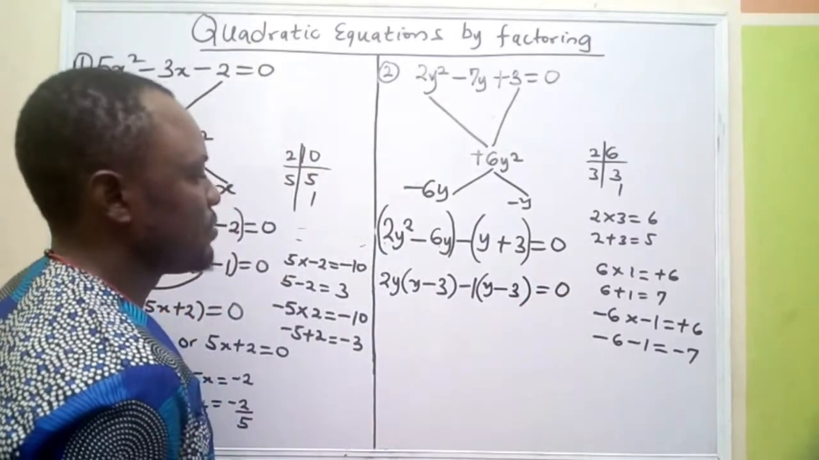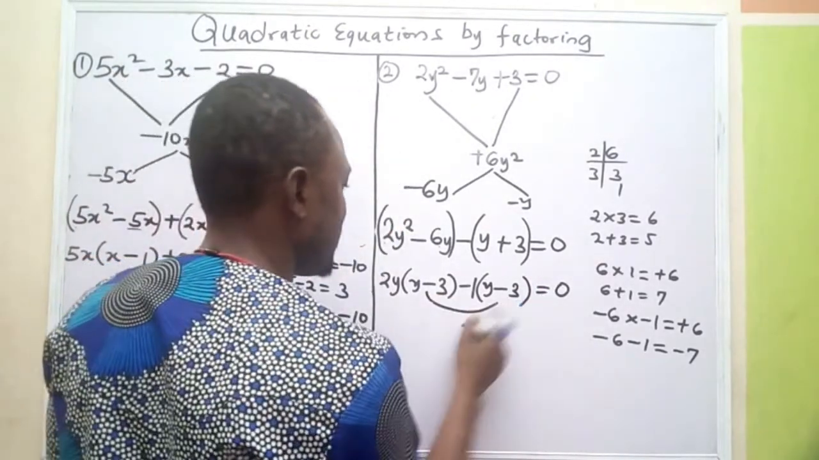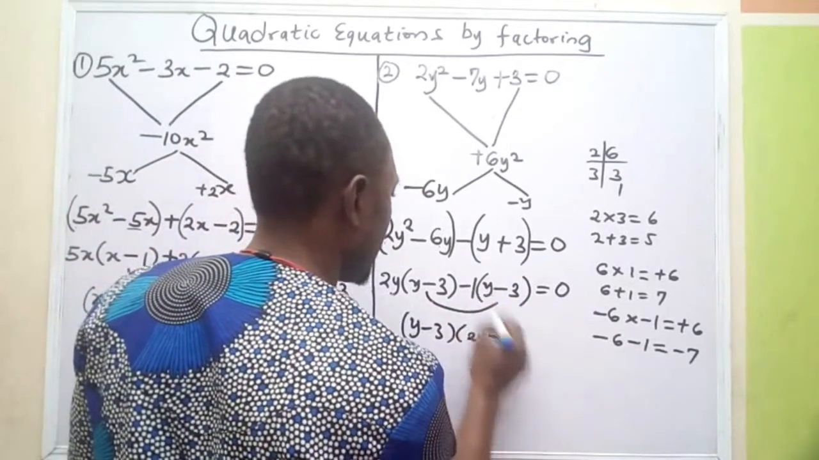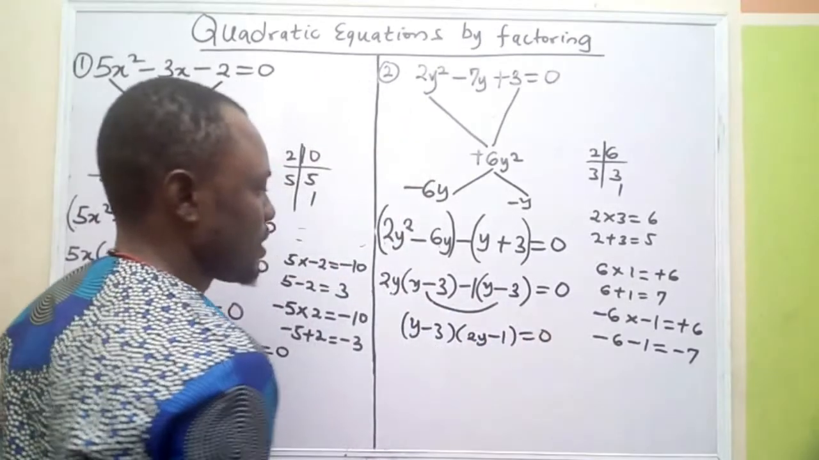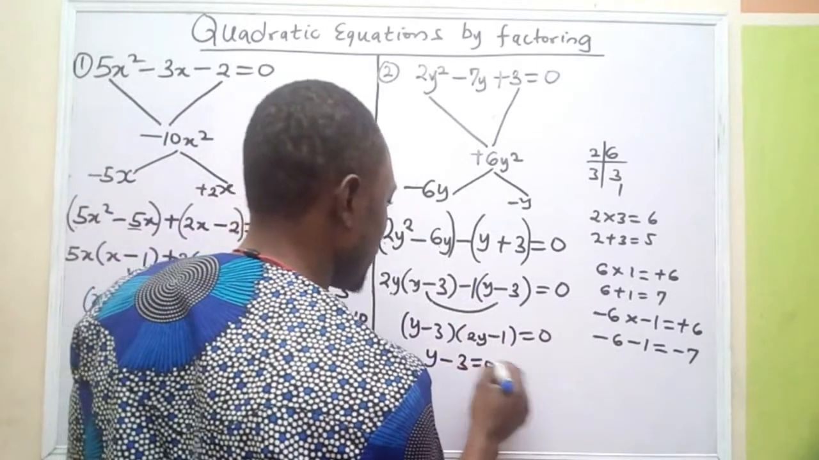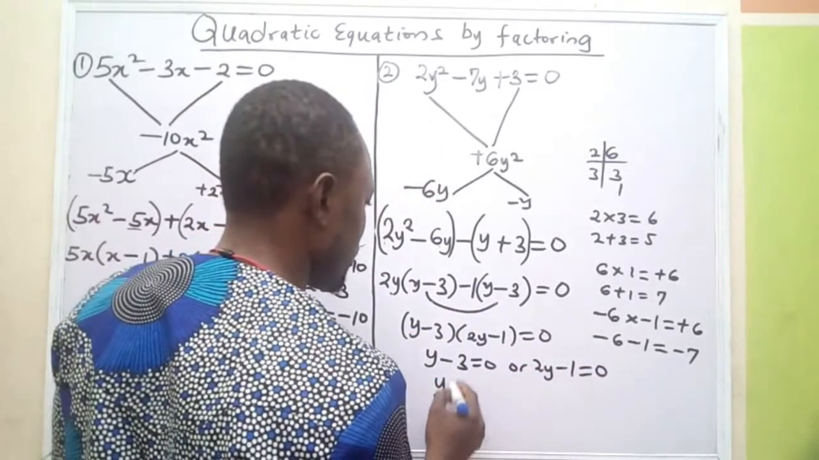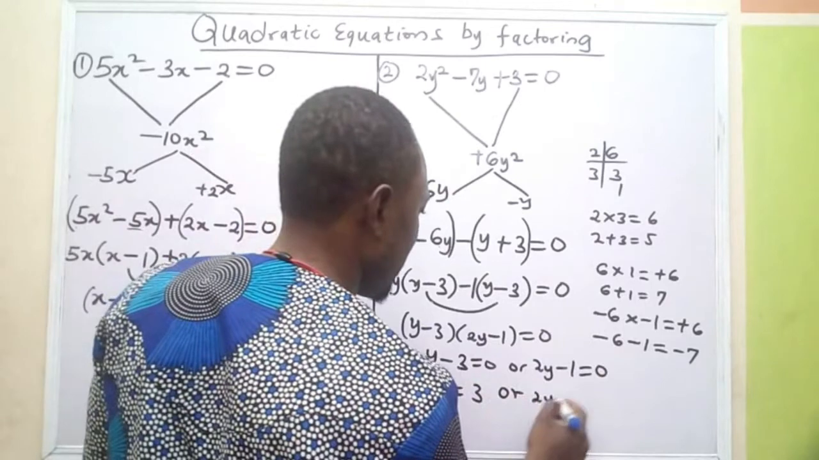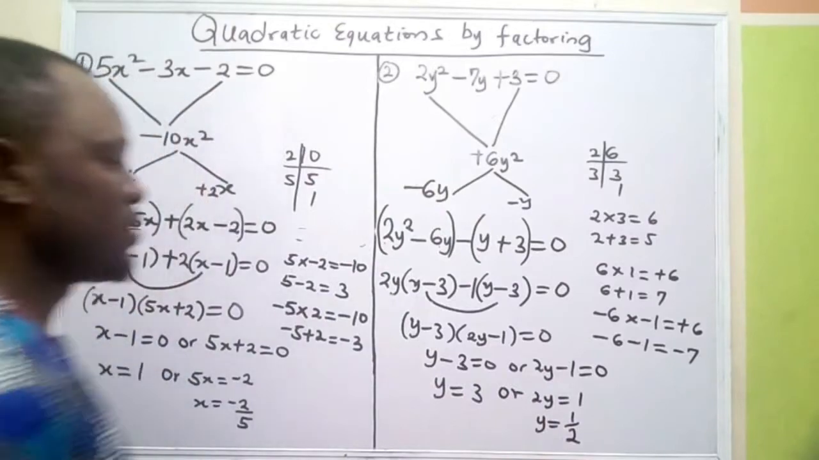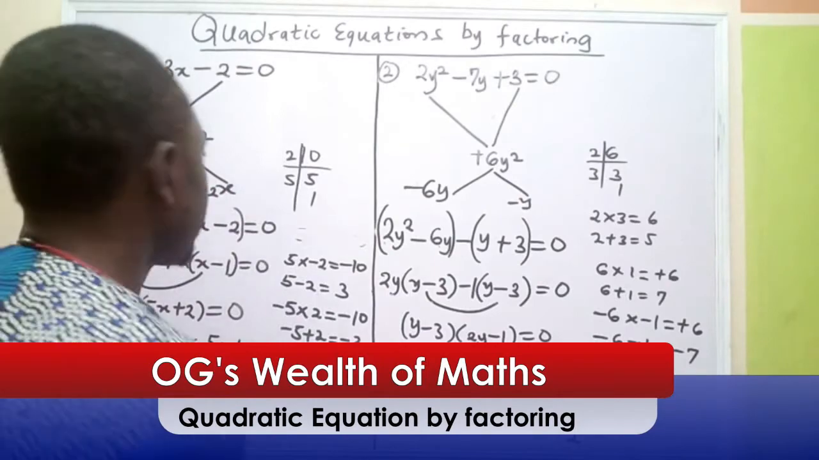Equals 0. Now you can see this and this have to correspond. So since they are the same, I'm going to pick one of them, y minus 3, then 2y minus 1 equals 0. So I'm going to equate this to 0, equate this to 0. So I have y minus 3 equals 0, or 2y minus 1 equals 0. So therefore y will be equal to 3, or 2y equals 1. So y equals 1/2. So my answer is y equals 3, or y equals 1/2.